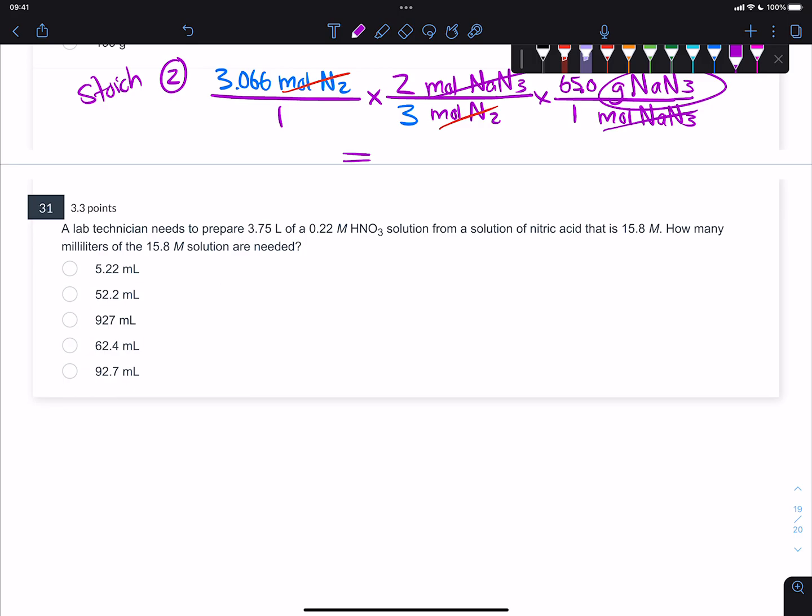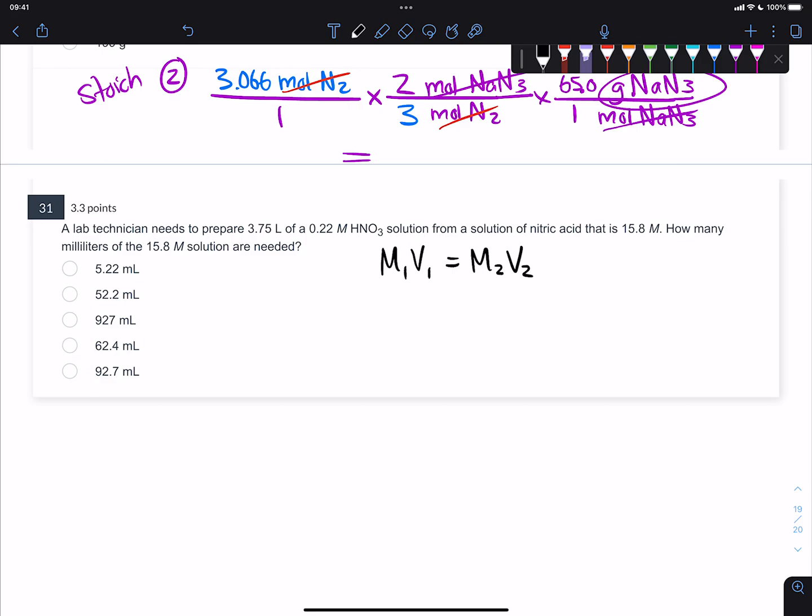This last question says, a lab technician needs to prepare 3.75 liters of a 0.22 molar solution of nitric acid from a solution of nitric acid that has a much higher concentration. How many milliliters of this higher concentration solution do they need? So this is simply a dilution equation problem where the initial molarity times the initial volume is going to be equal to the final molarity times the final volume. And if you go through the problem carefully, you should be able to identify them.